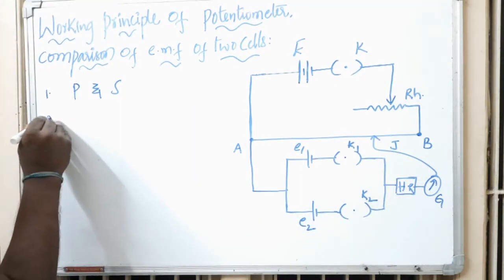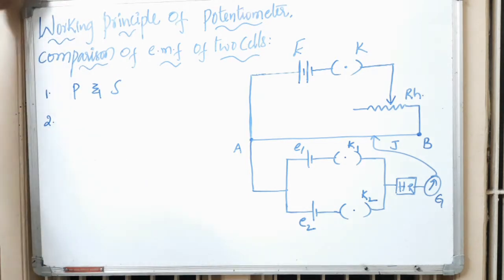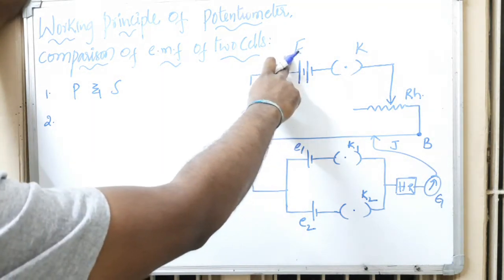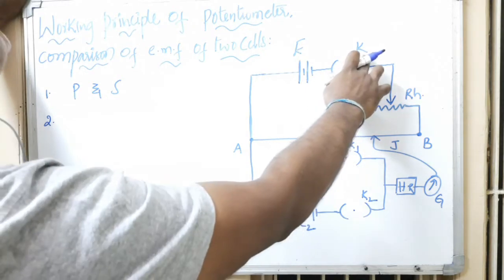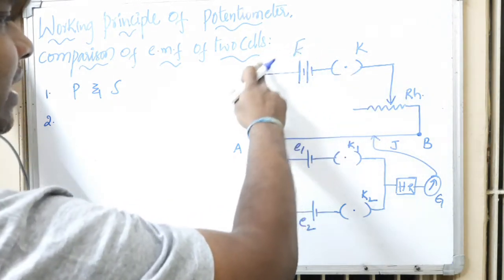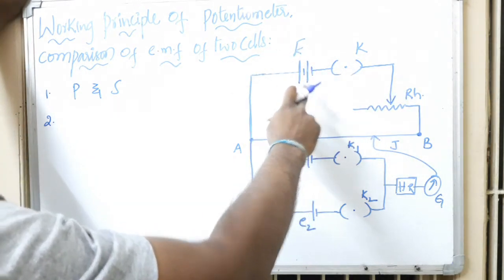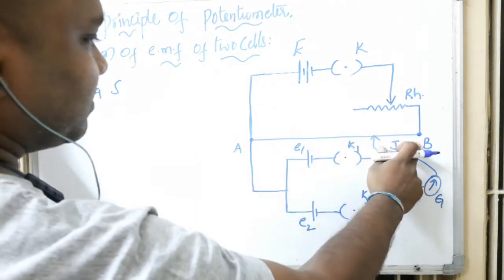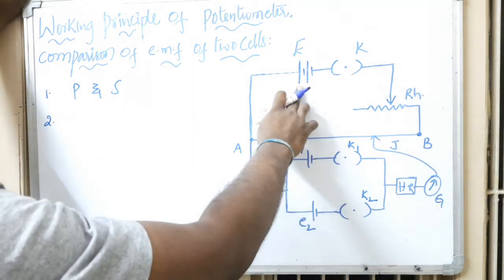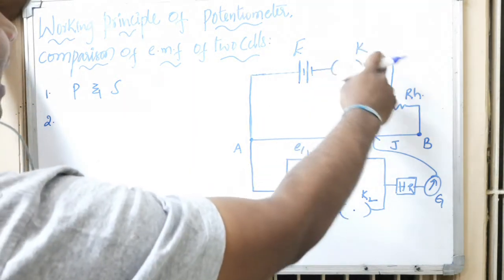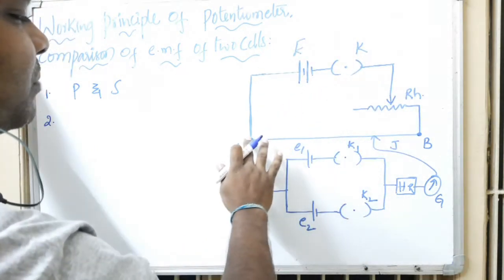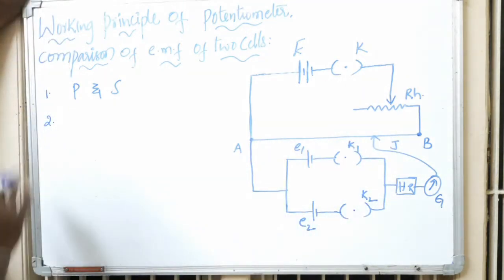So the second point, see the circuit carefully. The primary circuit consists of a cell of EMF E, a plug key K and a rheostat RH, and these are connected in series with potentiometer wire AB. I'll repeat the point: the primary circuit consists of a cell of EMF E with a plug key K and rheostat RH in series with a potentiometer wire AB. This is the second point we have written.